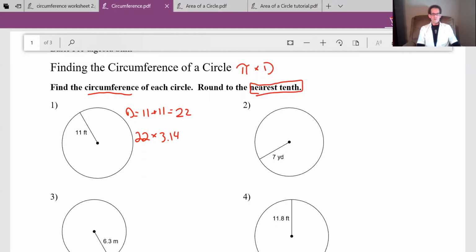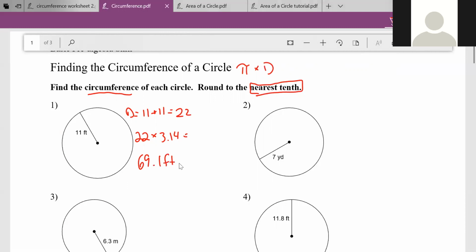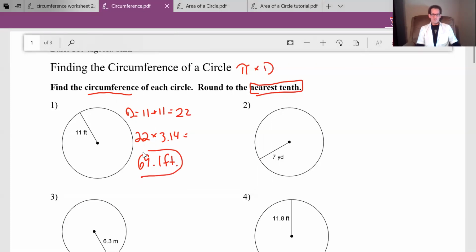22 times 3.14. So let's look at our calculator and see what that would be. 3.14 times 22. 69.08. But this says to round it to the nearest tenth. So if the hundredth place is under 5, I'm going to round that down to 69.1. Now, since this is perimeter, not area, it's not feet squared, it's just feet. Literally 69.1 feet to go all the way around this circle, like you're building a fence around it. It's the perimeter, okay?